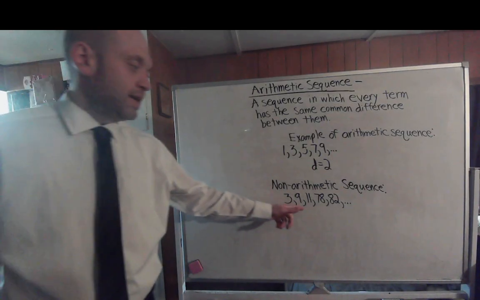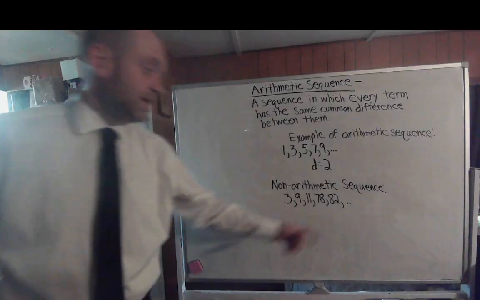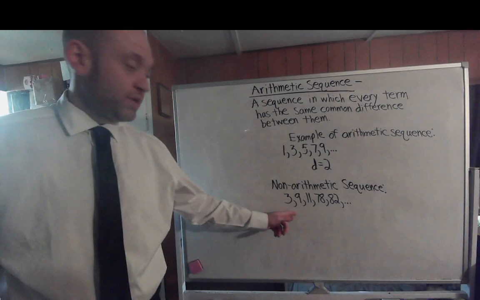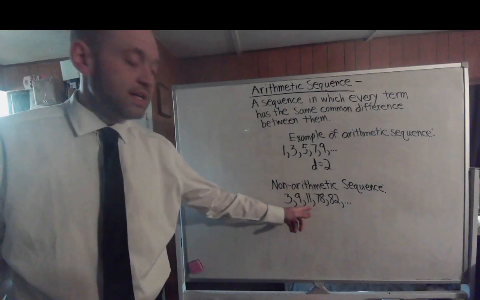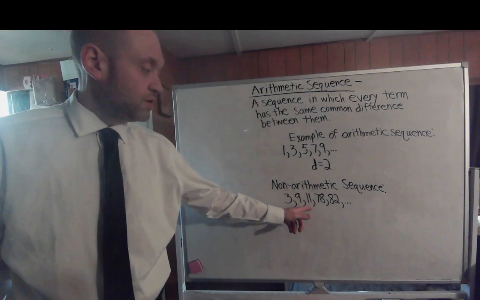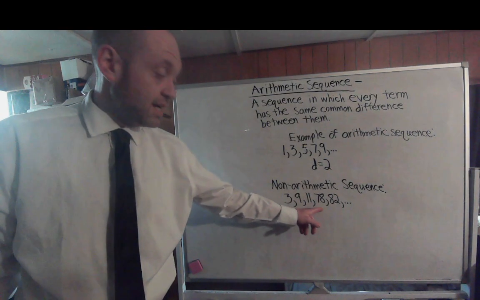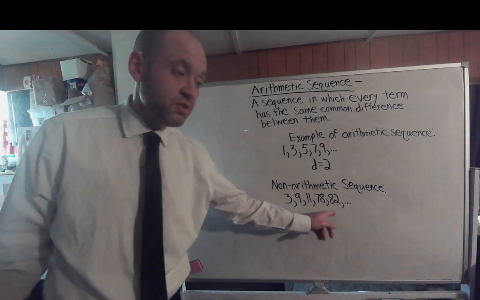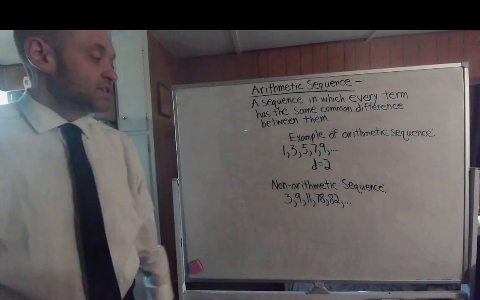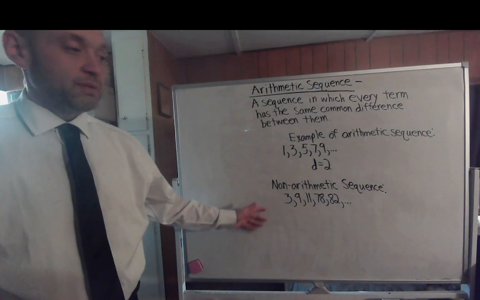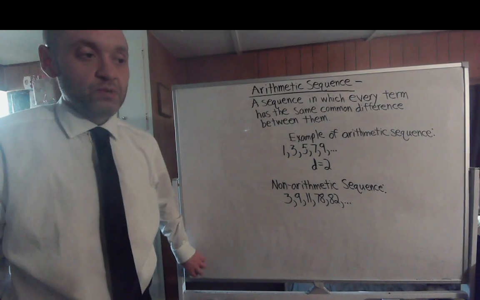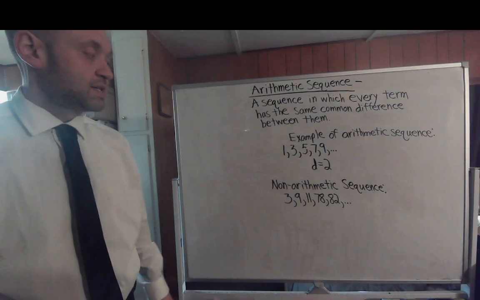Then we have an example of a non-arithmetic sequence. We have 3, 9, 11, 78, 82. Between 3 and 9 it goes up by 6. Between 9 and 11 it only goes up by 2. Between 11 and 78 it goes up by 67. And then between 78 and 82 it goes up by 4. So definitely not an arithmetic sequence because they don't have a common difference between them. It's all over the place.